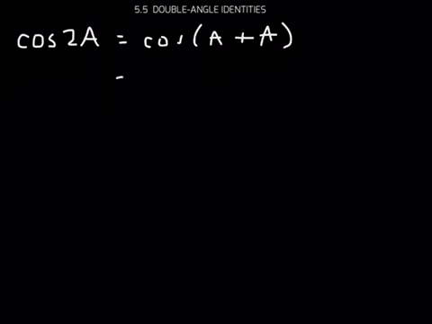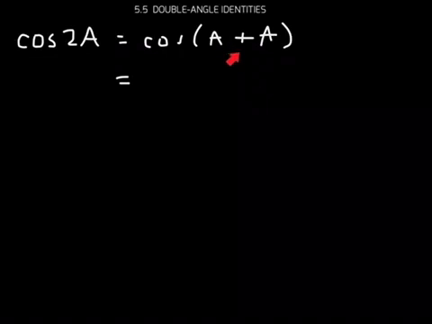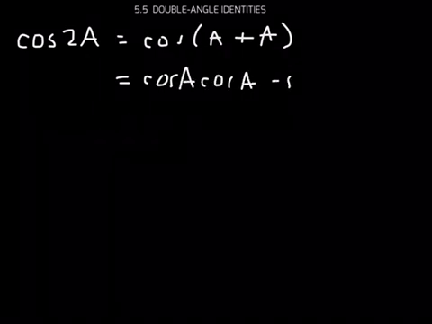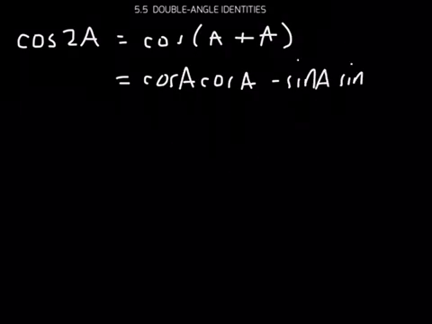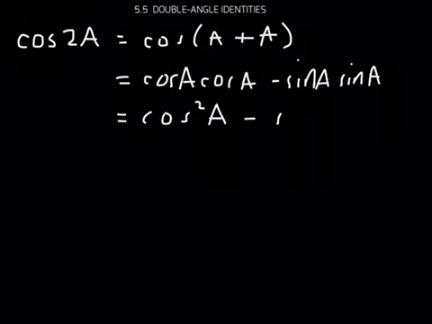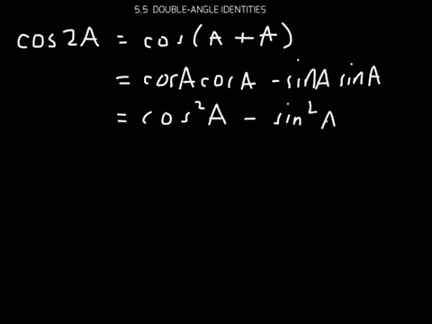And I'm having us consider writing it this way because we know how to expand cosine of a sum, right? Because we have a sum identity for cosine. By the sum identity for cosine, this would be cosine of a times cosine of a minus sine of a times sine of a. So therefore you have cosine squared of a minus sine squared of a. So there you have it. There's one identity right there.